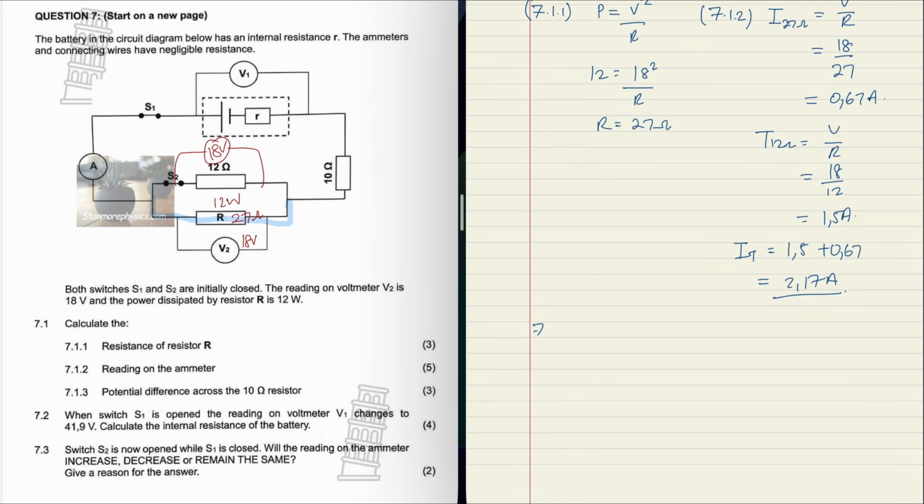Question 7.1.3, calculate the potential difference across the 10 ohm resistor. Well, we know that the 10 ohm resistor is going to have the total current passing through it. So simply we're going to say V is equal to IR, 2.17 multiplied by 10, which is equal to 21.70 volts.